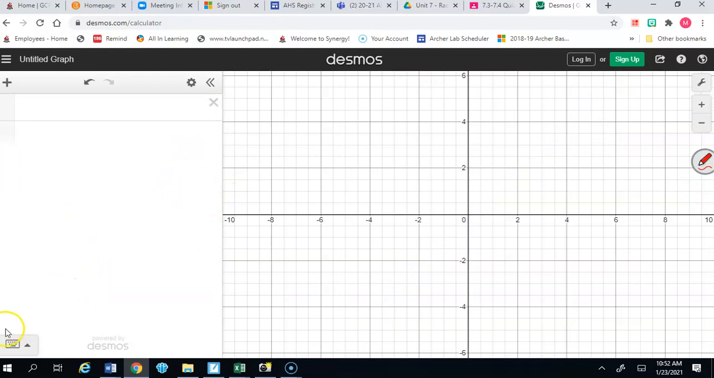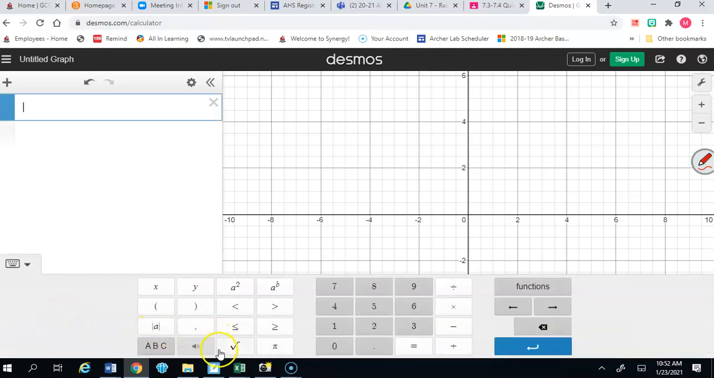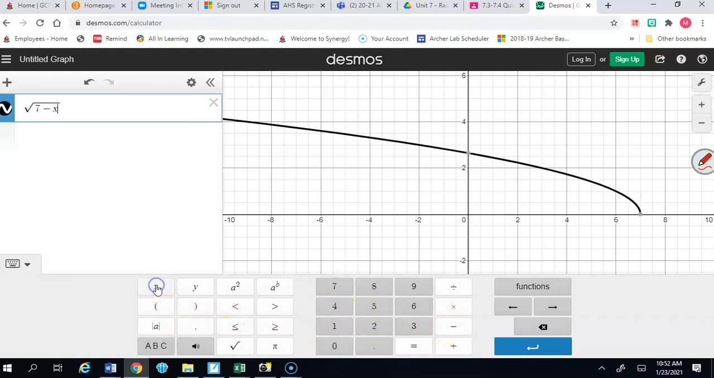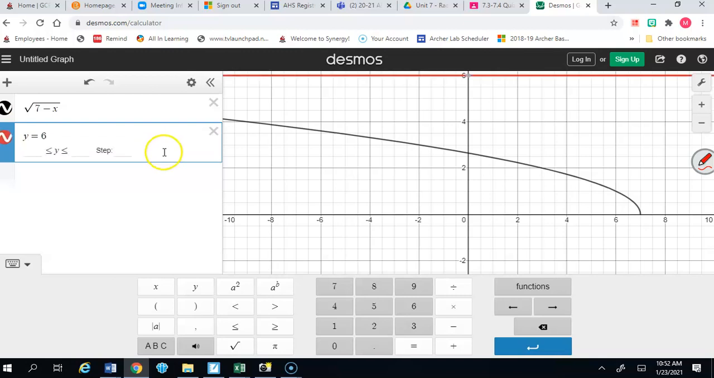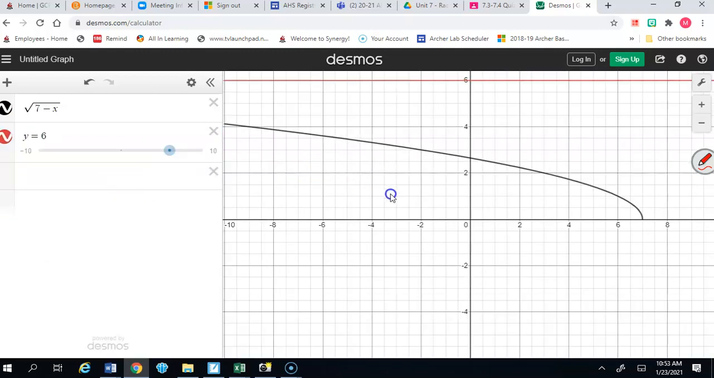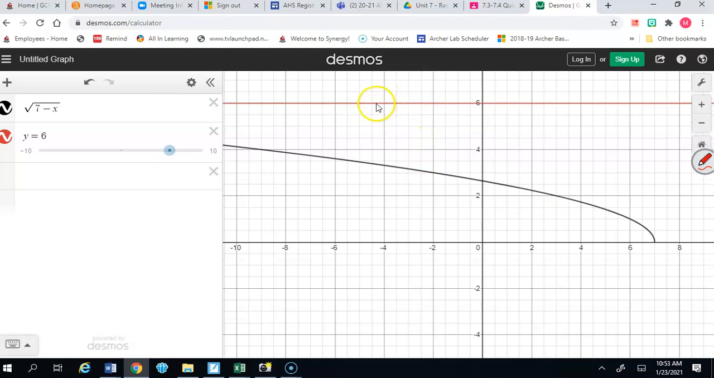So with number 3, again, we have the square root of 7 minus x. And this is a great way to just check your answers, guys, okay? And then the other equation was, we're going to move that 6 to the other side, so we're just going to say that y equals 6. Okay, so you should be able to see y is equal to 6 up here, it's red. And then we have our black graph here, which is the square root of 7 minus x.